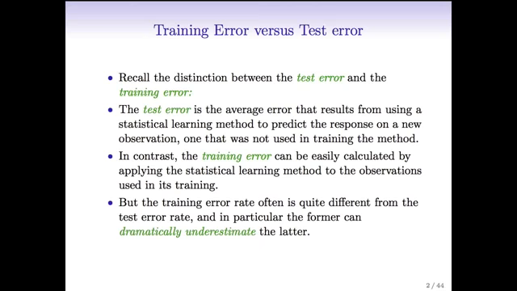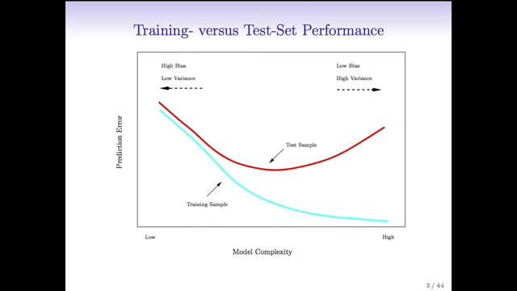And the more we overfit, the harder we fit the data, the lower the training error looks. On the other hand, the test error can be quite a bit higher. So training error is not a good surrogate for test error. And this picture is a good one to look at to summarize the concepts here.